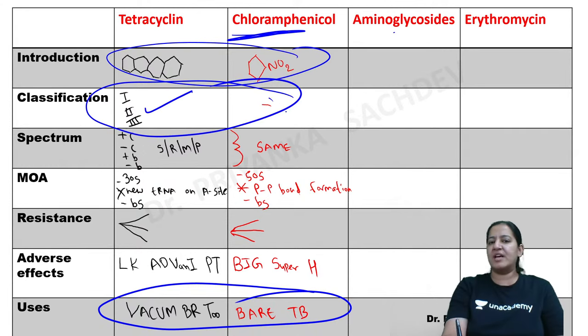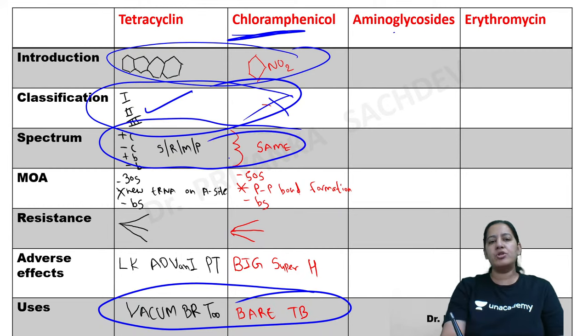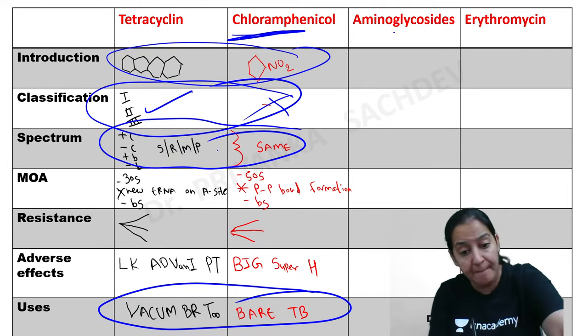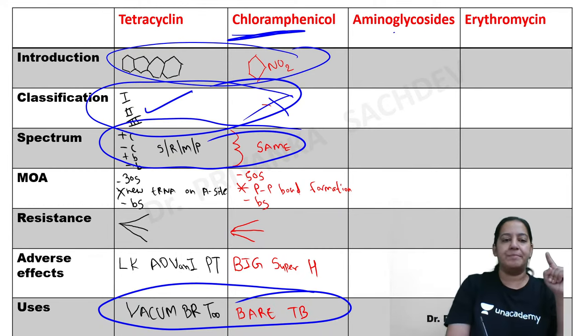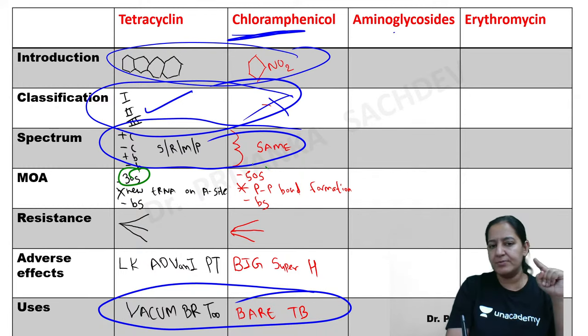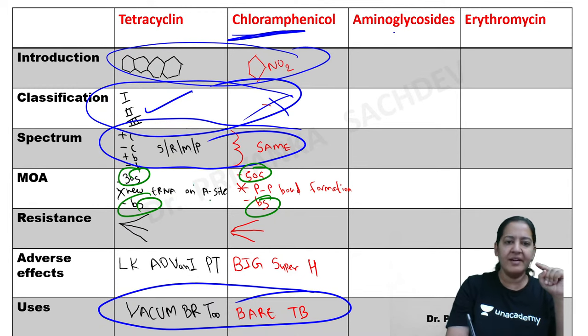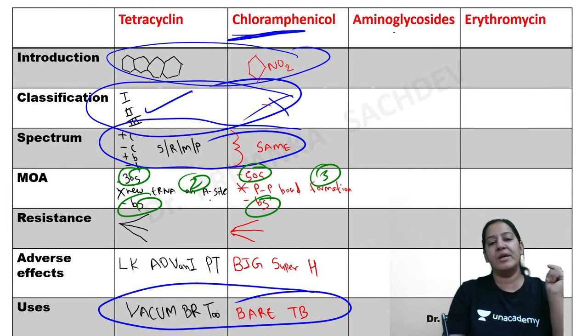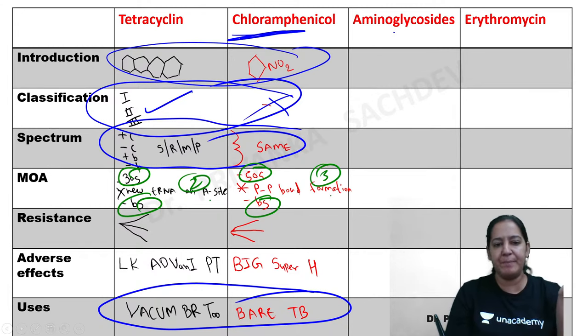Compare the introduction of both. See the structure. Compare the classification. There is a classification in tetracycline, no classification in chloramphenicol. Most important, compare the spectrum. Both are broad spectrum. Compare the mechanism of action. This one acts on 30S, this one on 50S. Both are bacteriostatic. Tetracycline inhibits step number 2, that is the A site. Chloramphenicol inhibits step number 3, that is peptide bond formation and the P to A shift. Resistance is the same in both of them.